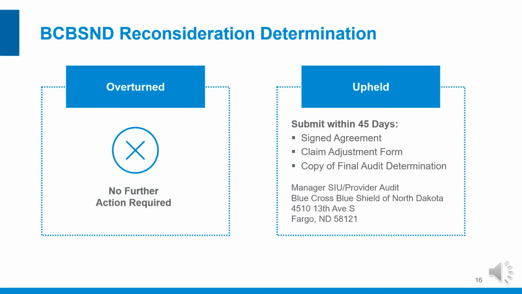Once Blue Cross Blue Shield of North Dakota receives the reconsideration request, they will respond within 45 days with an audit determination. If your reconsideration is overturned, Blue Cross Blue Shield of North Dakota agrees with your request and there is no further action on your end. If your reconsideration is upheld, Blue Cross Blue Shield of North Dakota does not agree with your request. You will need to sign the letter and submit a claim adjustment form to Blue Cross Blue Shield of North Dakota within 45 days. Failure to respond within 45 days will result in a claim denial.